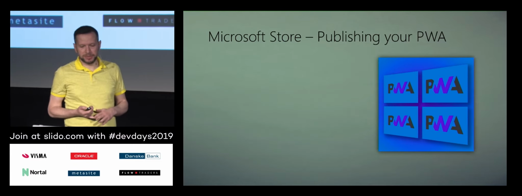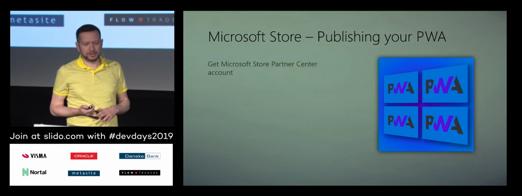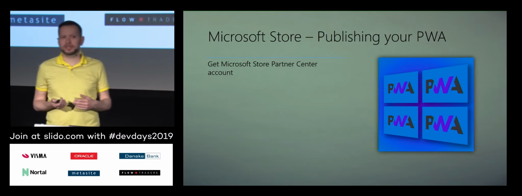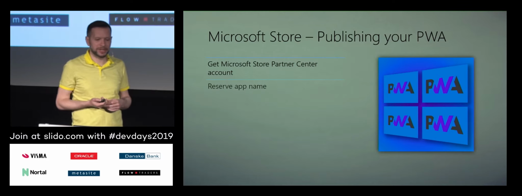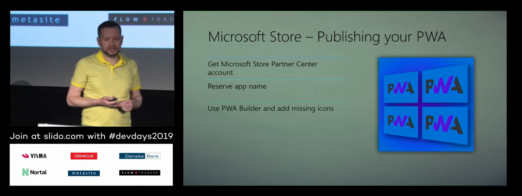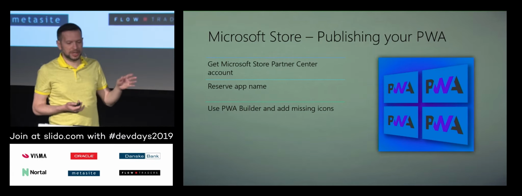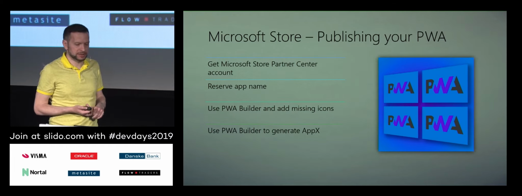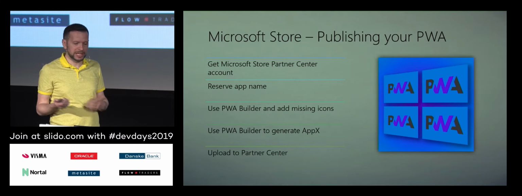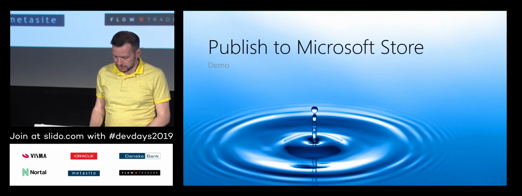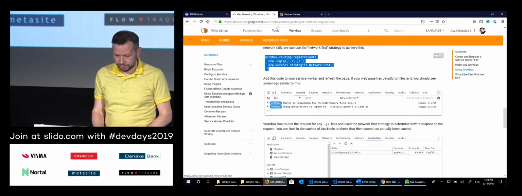So what does it take to publish your app into the Windows Store? You have to get a store account, which is $19 if you're an individual and $99 if you're a company. Then you reserve an app name, which should be unique. Then you use a tool like PWA Builder, add everything that is missing, and go through it. Generate a package that you can place into the Windows Store, and then just upload it there, and you are done. So let's quickly go through the process.